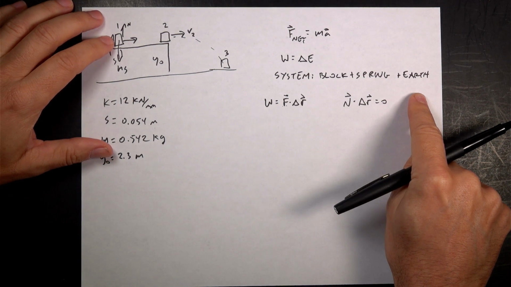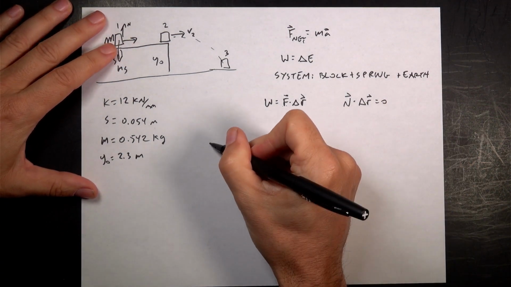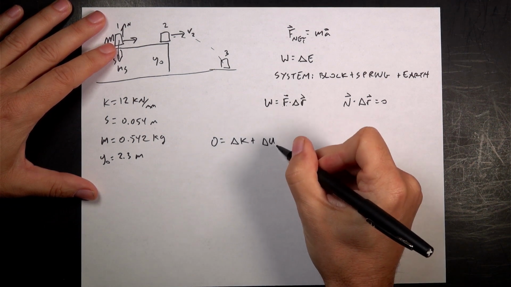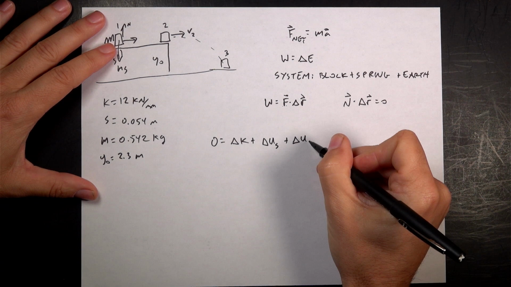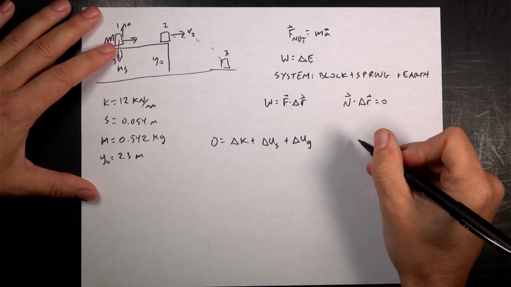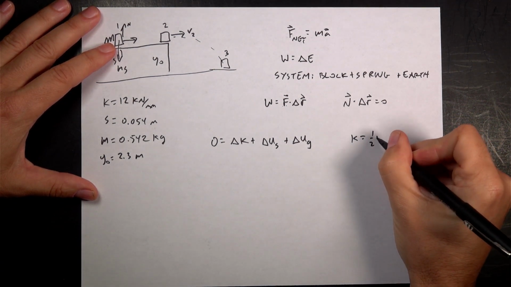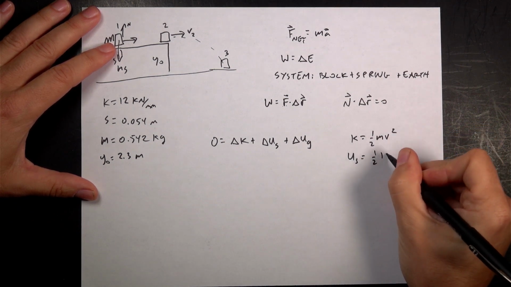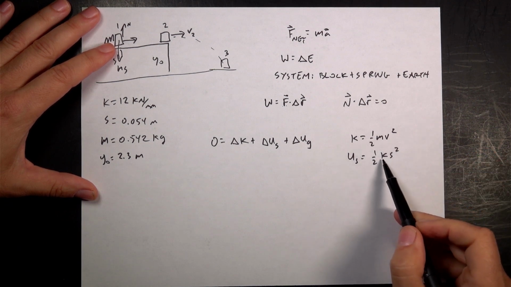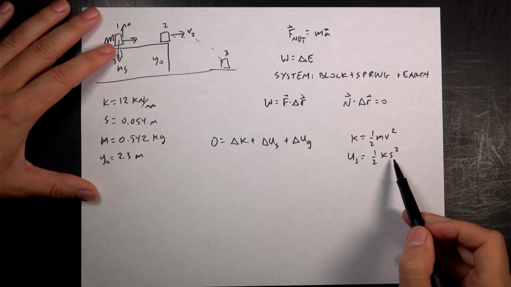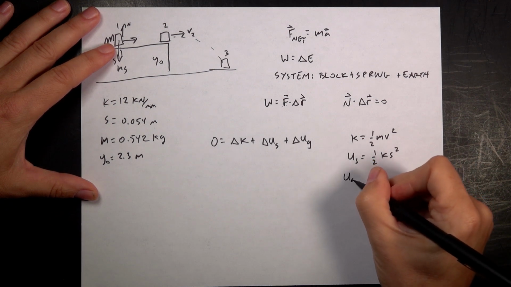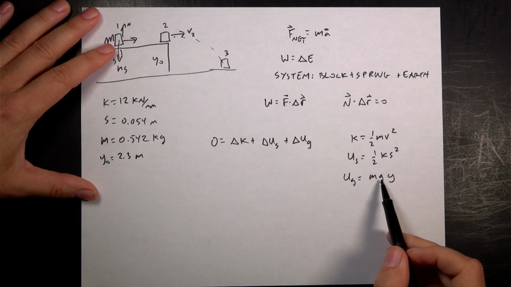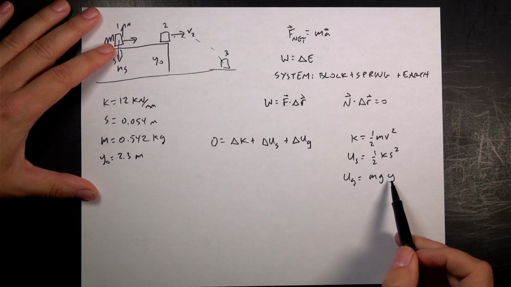So let's go from 1 to 2 and write down the work energy equation. 0 work, change in kinetic, plus change in spring potential, plus change in gravitational potential. So we define kinetic energy as 1/2 mv squared. We define spring potential as 1/2 ks squared, where k is a spring constant, s is the amount it's compressed or stretched, and then Ug is mgy, where that's the mass, the gravitational field, and the vertical position.